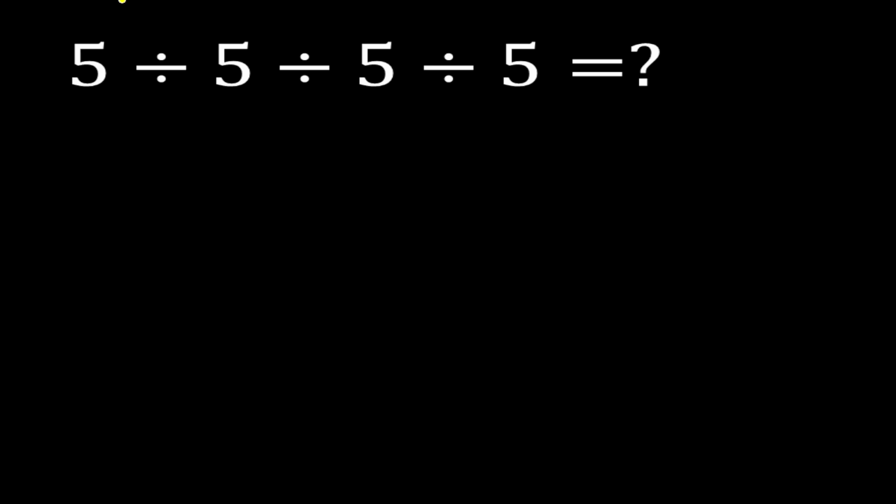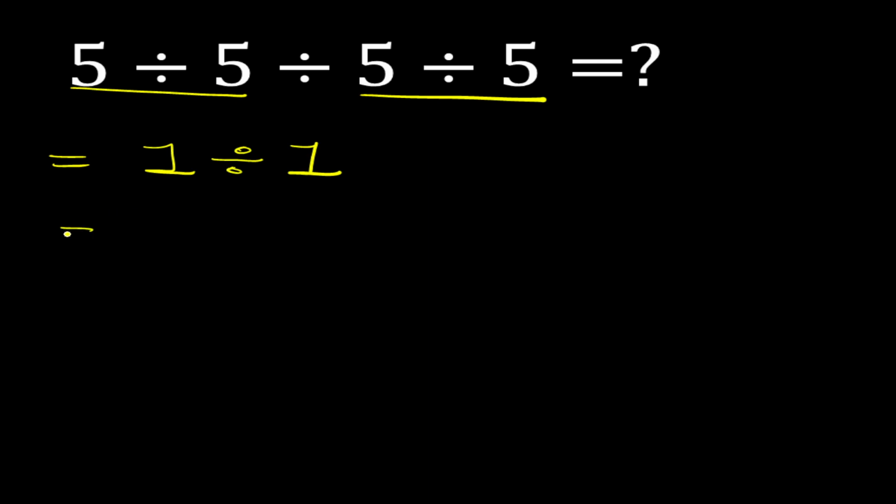So here we have a question: 5 divided by 5 divided by 5 divided by 5, right? Now 5 divided by 5 is equal to 1, right? Again 5 divided by 5 is equal to 1. Now 1 divided by 1 is also equal to 1. But this answer is not correct. This answer is completely wrong.